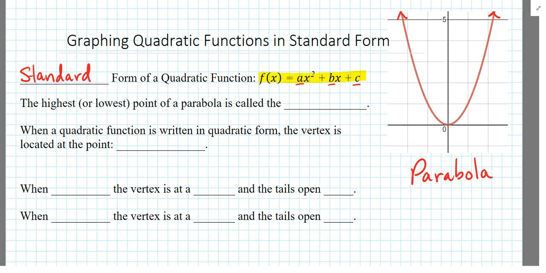The highest point of the parabola, if the tails point down, or the lowest point if the tails point up, is called the vertex. Fortunately, the vertex can be identified with small calculations when the equation is written in standard form. The x-coordinate of the vertex is found by using the a value and b value coefficients. X equals the opposite of b divided by 2a, and with the x-coordinate found, one can calculate the y-coordinate by substituting back into the function.